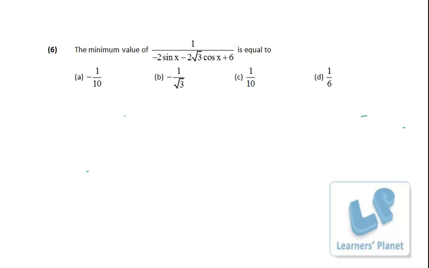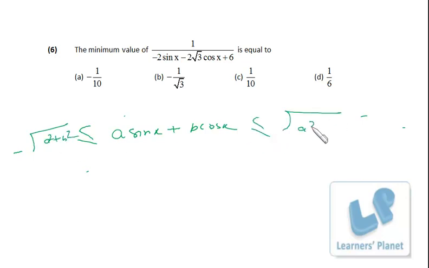Now we have this interesting question, the minimum value of this expression. We have already discussed the minimum and maximum value of a sin x plus b cos x, that lies between minus root of a square plus b square and root of a square plus b square. The derivation I have already explained in, I guess, 1 or 2 sessions before, so I hope you are clear with the explanation.